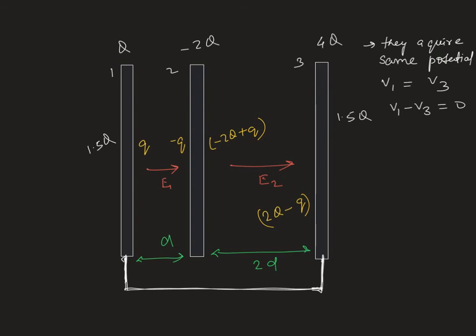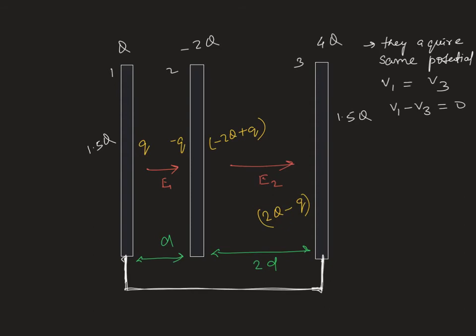Due to charges minus 2q plus q and 2q minus q, the field will be something like this. Due to minus 2q plus q, it will be towards, and due to positive 2q minus q, it will be away. So it will again be cancelled out because the charges are equal and opposite and they will have fields in opposite directions. So this field will also get cancelled out. Now all we are left is this.